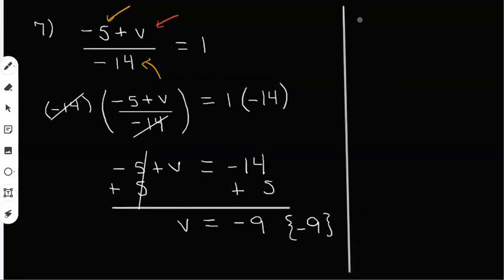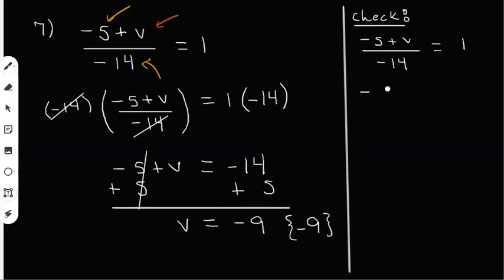Okay, so we're going to check our work over here. I'm going to start off with our original equation. Negative 5 plus v divided by negative 14 is equal to 1. So we're starting off with our original equation. And what I want to do is substitute negative 9 in for v, because that's the answer that we just got. So I'm going to replace every v that I see with a negative 9, but keep everything else about the equation the same.